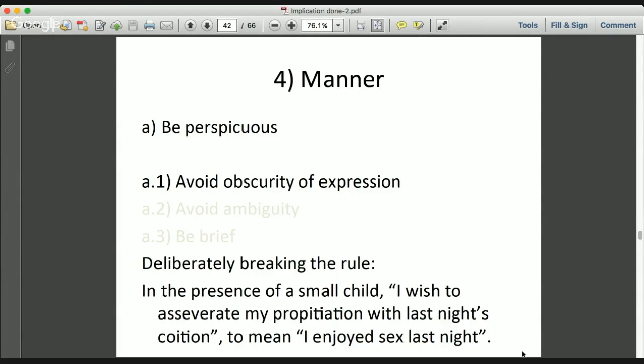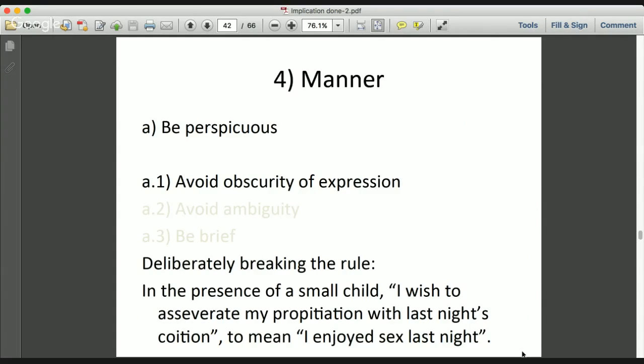Coition? I'm not even sure how. It's coitus, isn't it? But is it coition? Anyway, I don't even know. I found these in synonym generators. But you might say, "Oh, I wish to asseverate my propitiation at last night's coition," to your partner, to mean "I really enjoyed sex last night," just so that the small child doesn't pick up on what you're talking about.